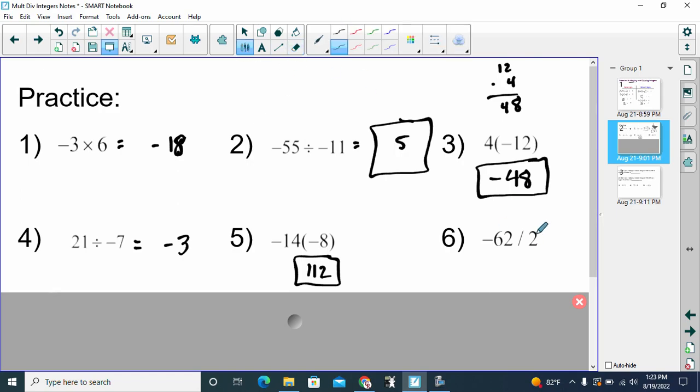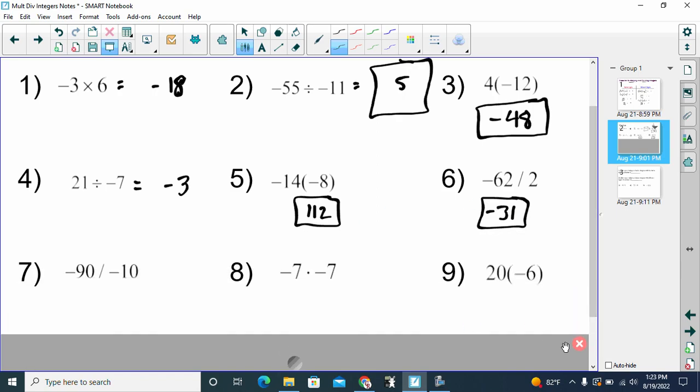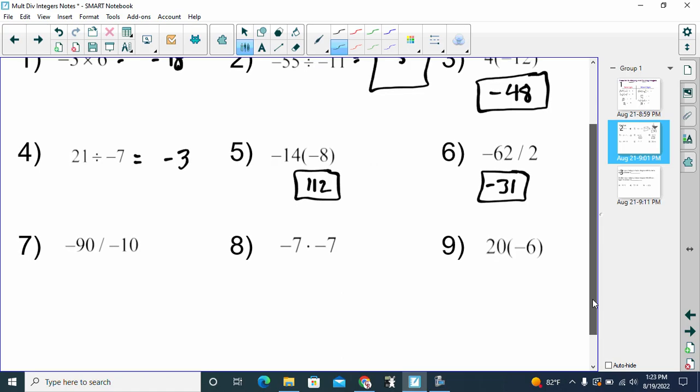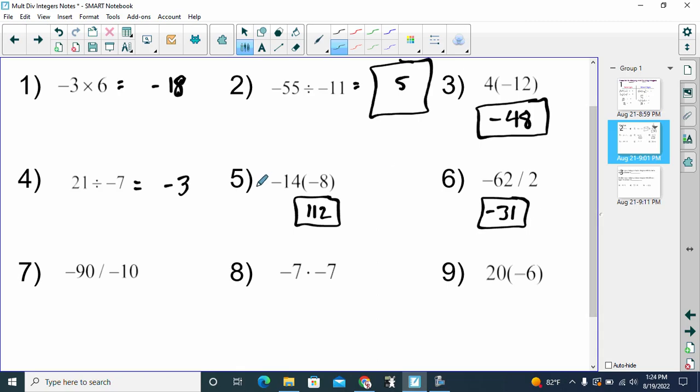Negative 62 divided by 2. So I have 62. I'm dividing it into 2 equal parts. That gives me 31 in each part. Negative 31, negative divided by positive. Different signs, negative answer. Negative 90 divided by negative 10. 90 divided by 10 is 9. Negative divided by negative is positive.